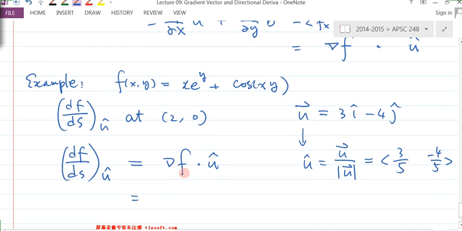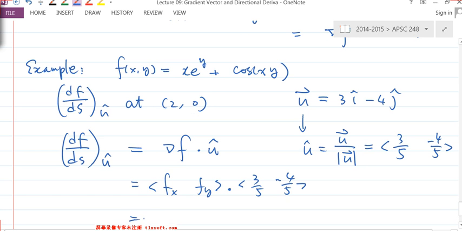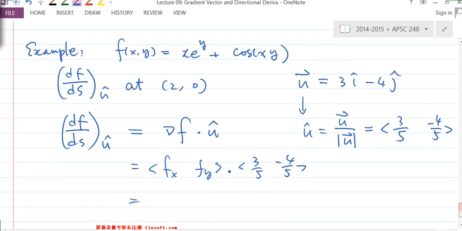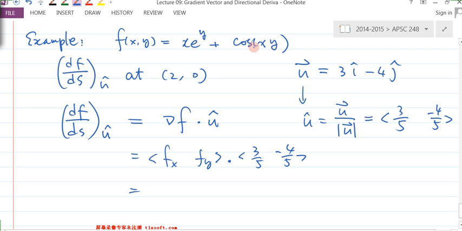But of course, we're going to have to calculate the partial derivative, the gradient vector first. Okay? So fx, fy dot 3 over 5, negative 4 over 5. So what's partial f over x here? I think here is the original function, right? A little bit looks complicated, but it's not. So we'll write into this.